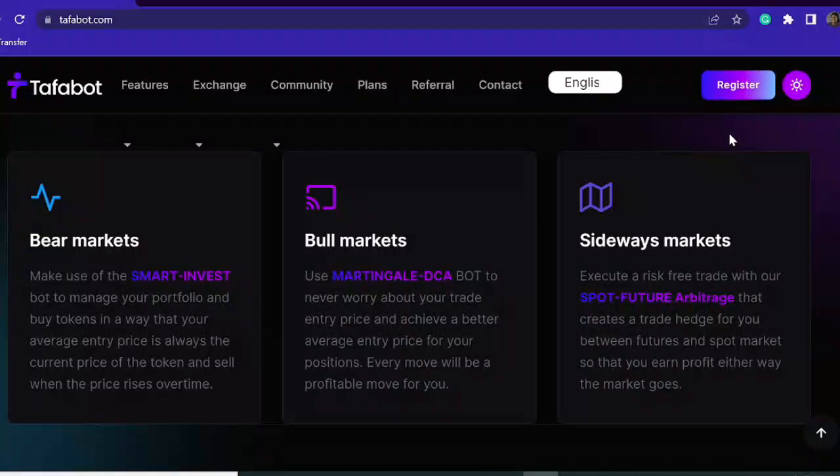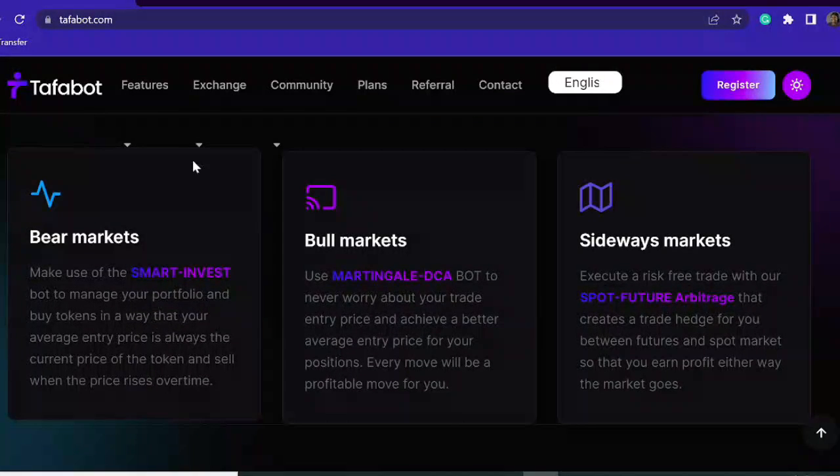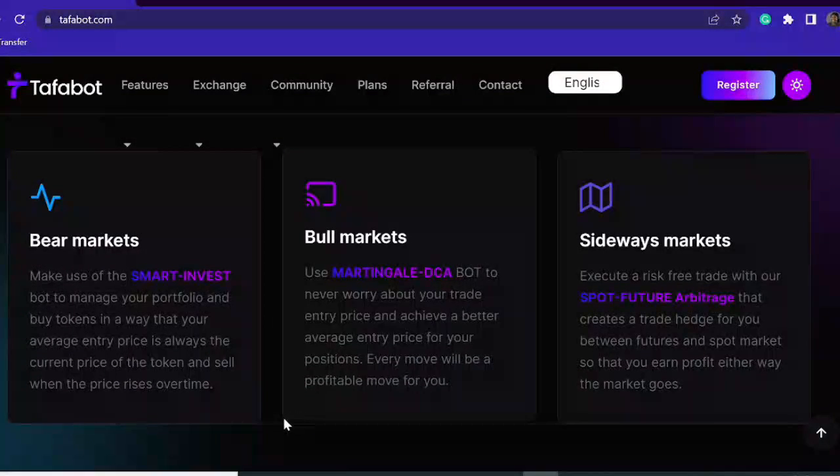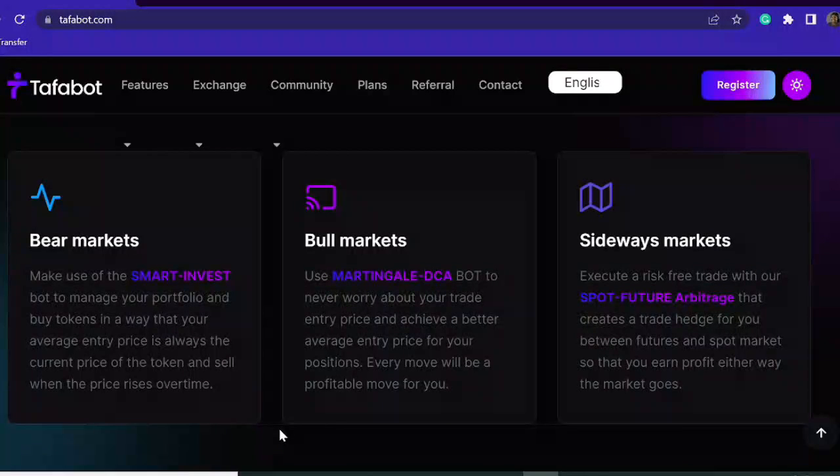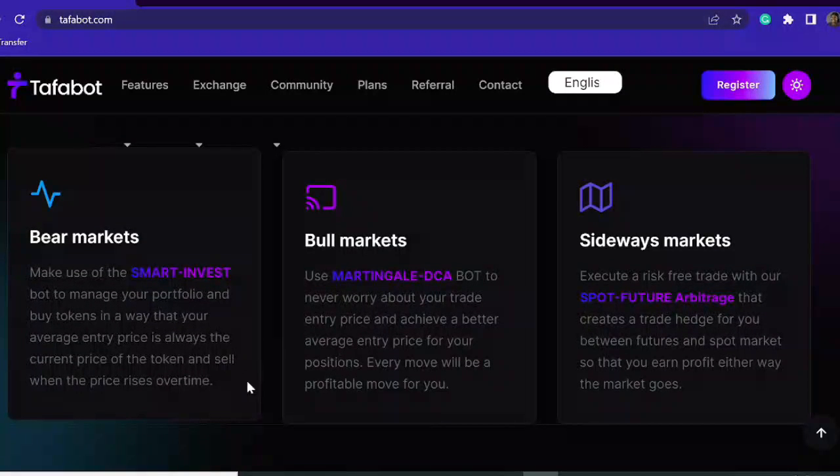So what they are telling us right here is that when there is a bear market, the best bot option to use on the platform is the Smart Invest bot. All right, so the Smart Invest bot, when you get on the app, you're going to look at the Smart Invest bot and how it works.